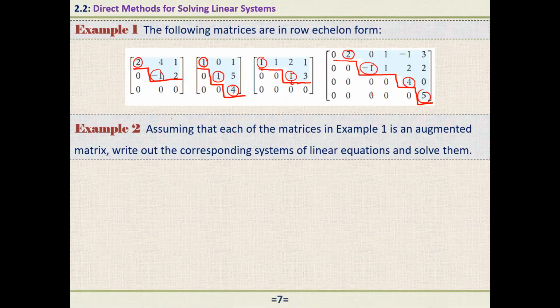Assuming that in example 2, each of the matrices in example 1 is an augmented matrix. Augmented matrix is, what is it? The constant term, right? The constant matrix. I mean, the column vector is added or augmented to the coefficient matrix. Write out the corresponding systems of linear equations and solve them.